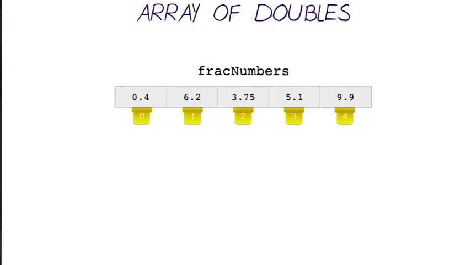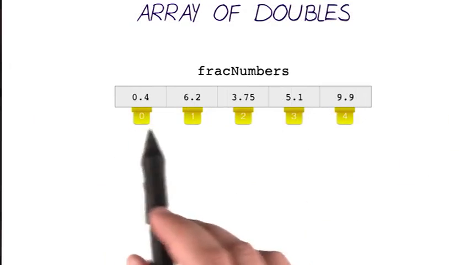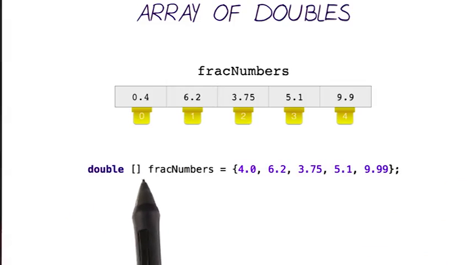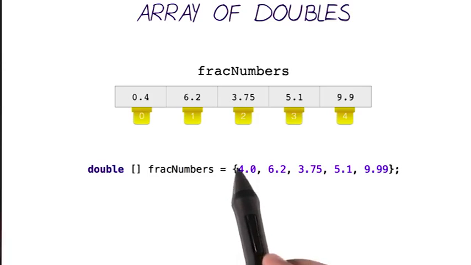An array of doubles is no different. For example, if we wanted to create an array of doubles that looks something like this, we just go ahead and say double and then empty square brackets again to separate it from a normal double, and then we just put in the array name followed by equals, curly brackets, and we list the values inside.